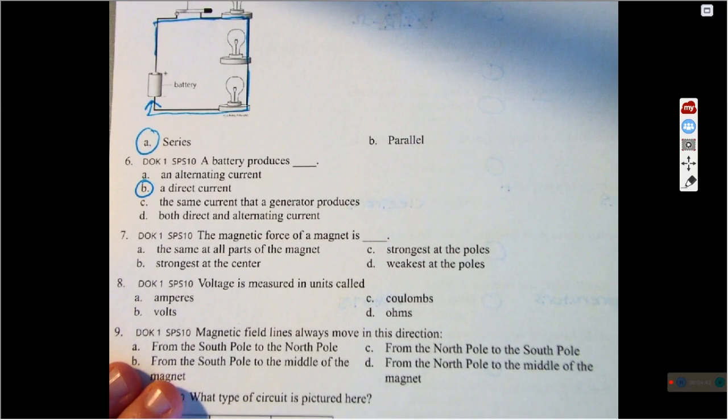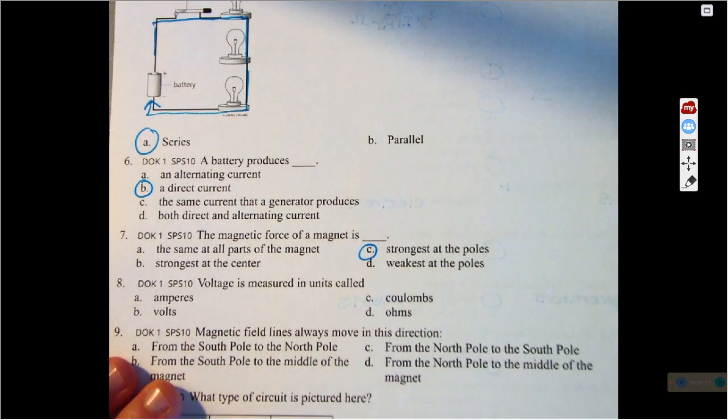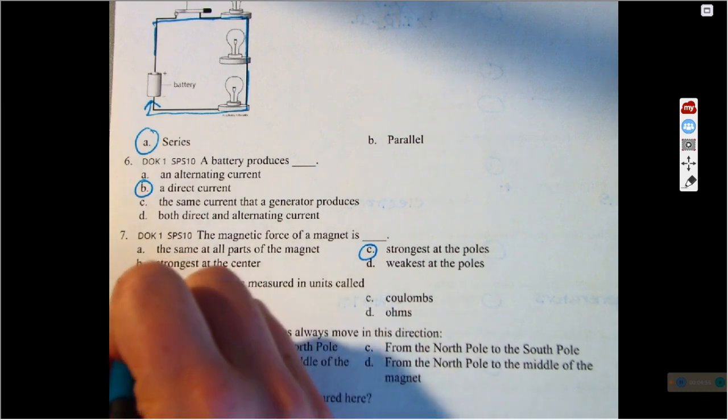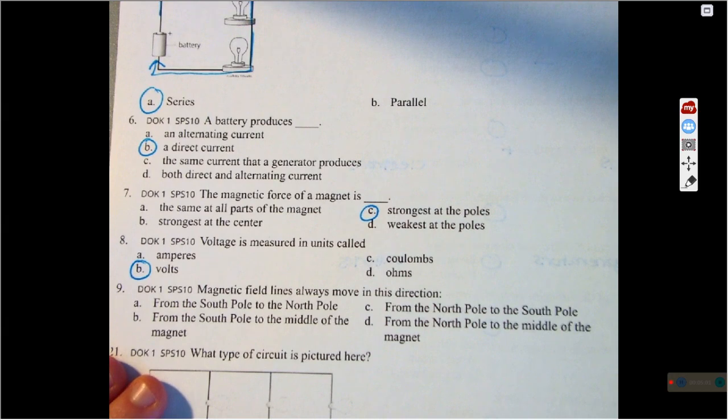The magnetic force of a magnet is not the same everywhere. It's strongest at the poles. Voltage is measured in volts. Look back to number 1 if you're confused on that.